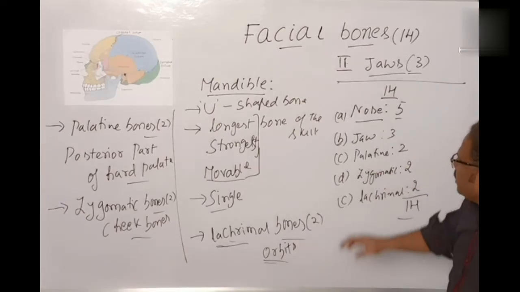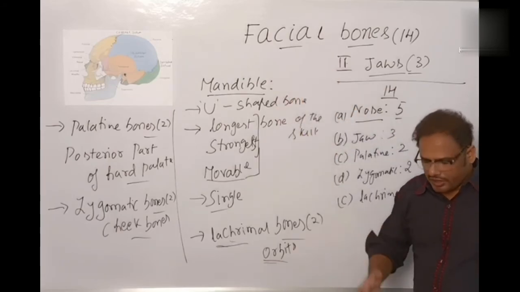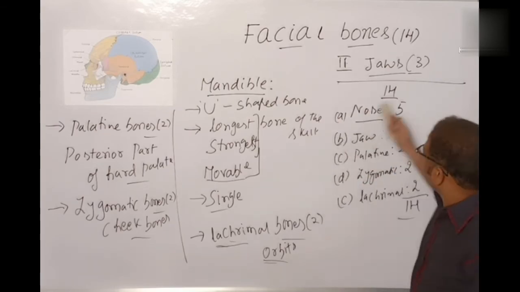Okay, students, till now we have been discussing the facial bones. Now let's discuss the other bones here. That is the ear ossicles and the hyoid bone.